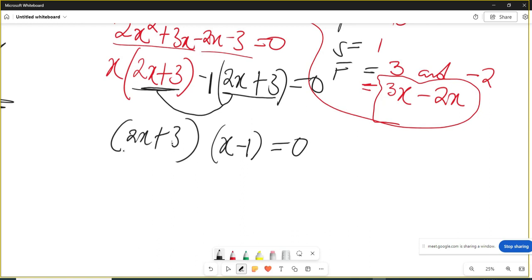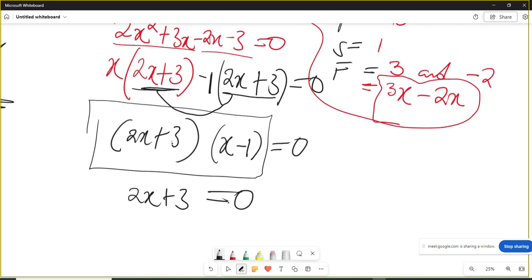So when you reach this stage, it simply means that we have factorized. But what is the question saying? The question is saying solve the equation, meaning that we need to come up with the values of x. So we shall continue from here. Had it said factorize, we would have ended here. So we continue where we equate 2x plus 3 to 0, or x minus 1 also equated to 0.